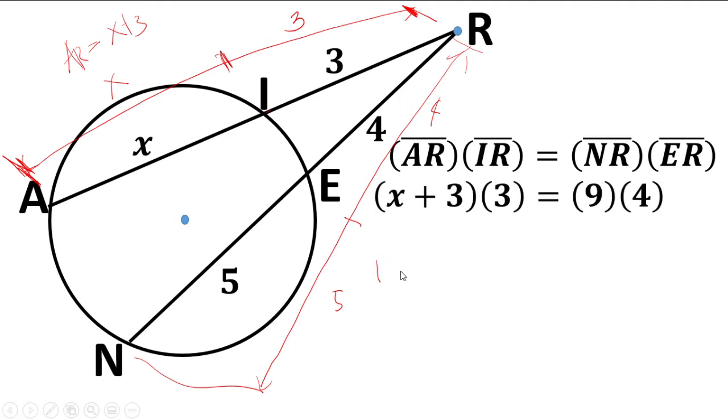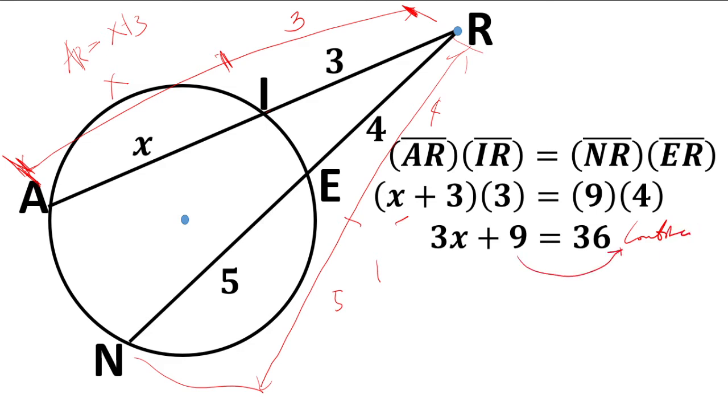AR is x plus 3, IR is 3, while NR is 9, and ER is 4. Okay? Now, distributive property tayo dito. 3 times x, that is 3x. 3 and 3, that is 9. 9 times 4, that is 36. And then, you have to combine. Combine like terms tayo dito. Si 9 mag-a-adjust sa kabila. Okay? So, you will arrive with 3x is equal to 36 minus 9. And 36 minus 9 is 27.